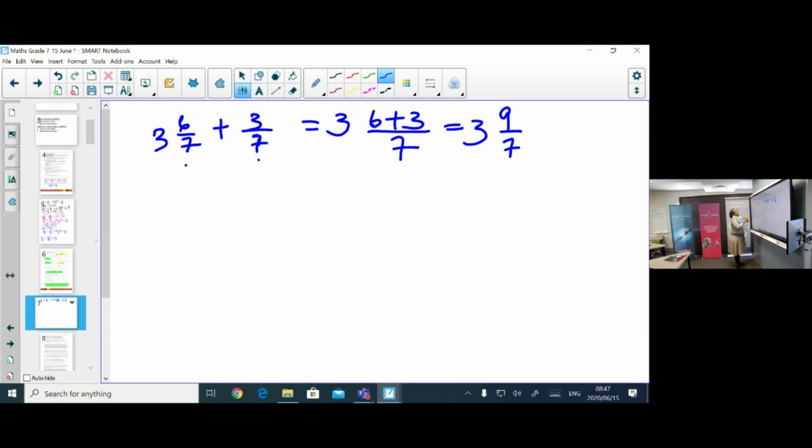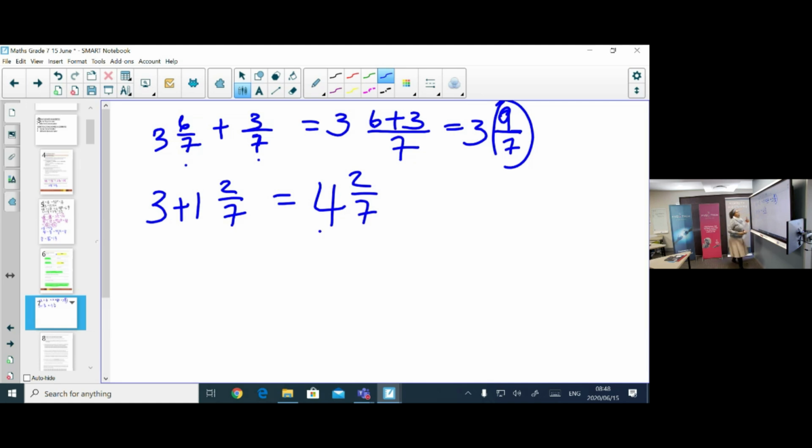But with that one, you can simplify that. 7 into 9 goes once. So we are having 3 plus 1. And then the fraction that is left there is 2 out of 7. So our answer, I hope you got it, which is 3 plus 1, 4 and 2 over 7. That is the answer that we have over there.